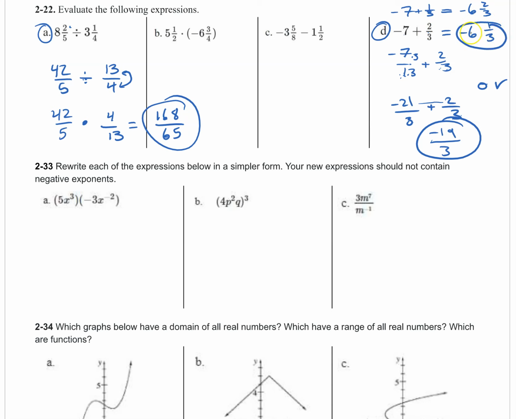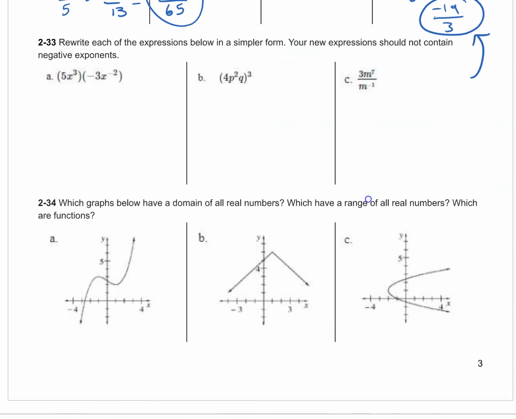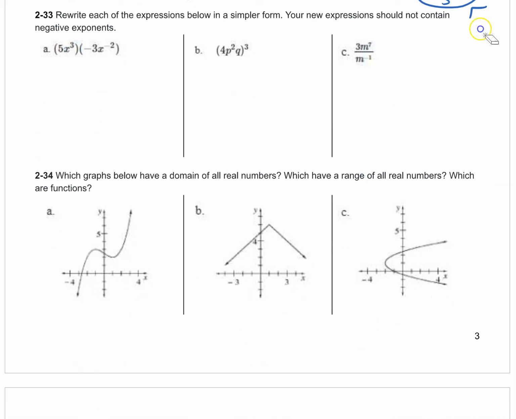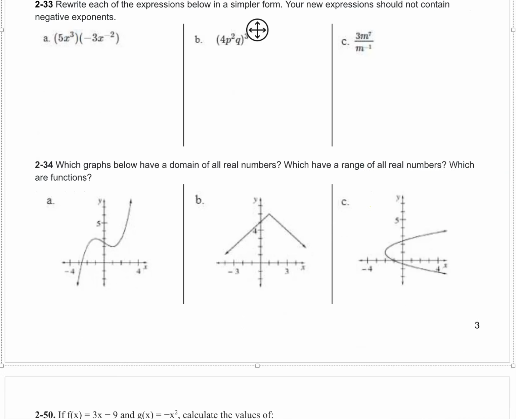But maybe that was a little more complicated than I was originally thinking, so you might want to do it this way, the good old common denominator method. Okay, 2-33. Your new expression should not contain negative exponents.